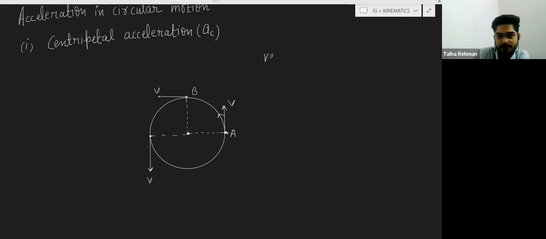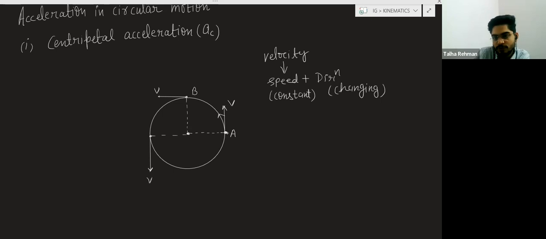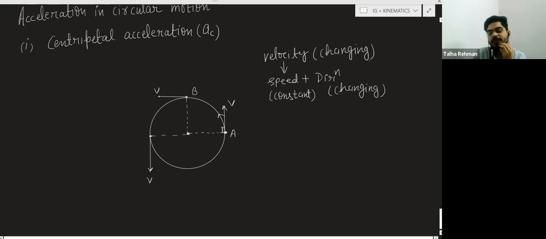What is velocity? Velocity is a combination of speed plus direction. So basically in this case your speed is constant, your direction is changing. So you can say your velocity is changing. And what happens when velocity changes? There is an acceleration.